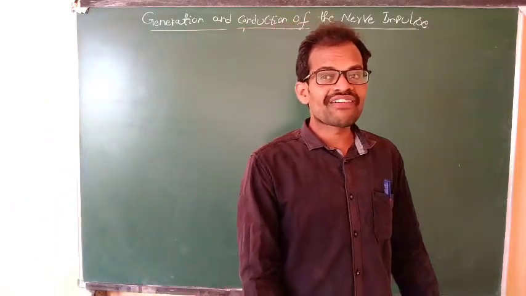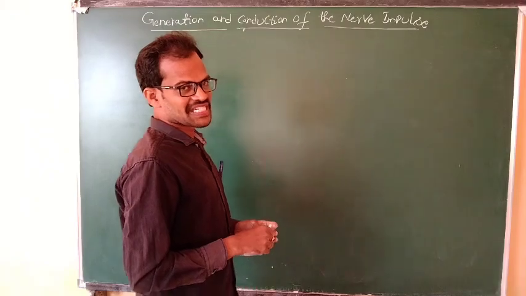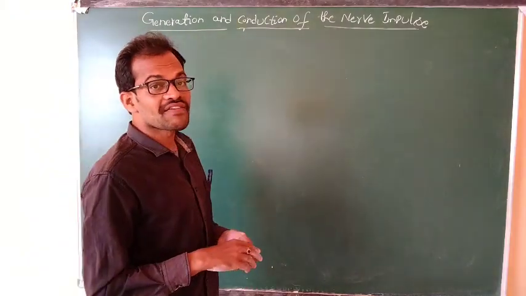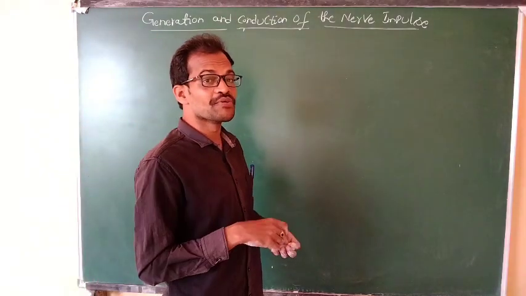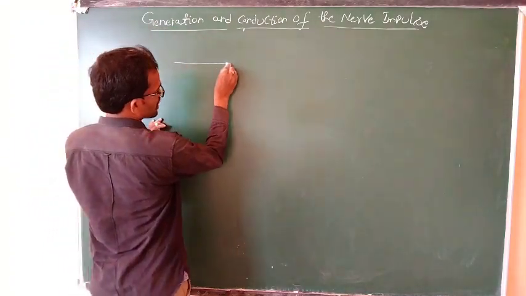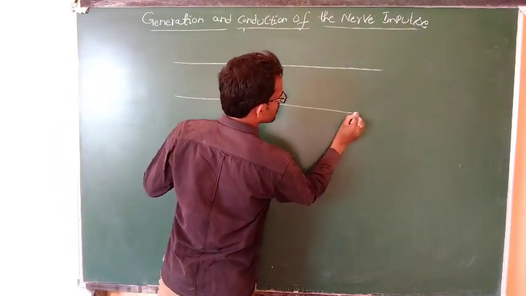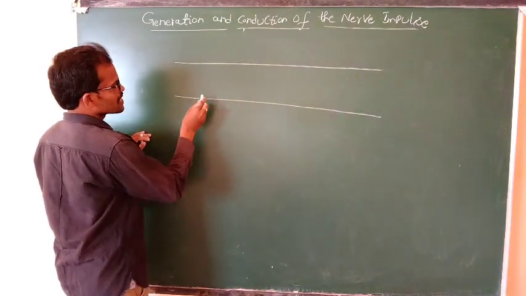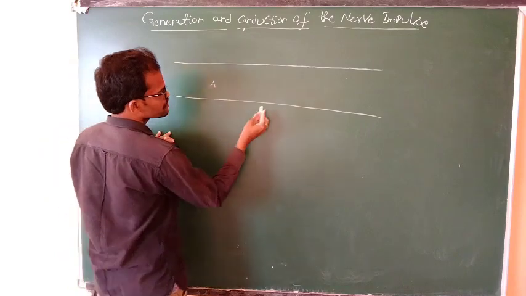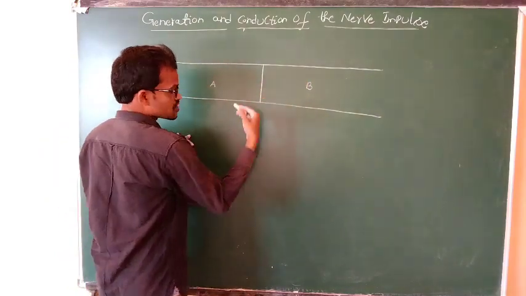According to our NCERT textbook, they have given two diagrammatic representations of how the nerve impulse is generated, A to B, B to A. See, the first diagram they indicate here. This one is indicated B. First one they indicated.